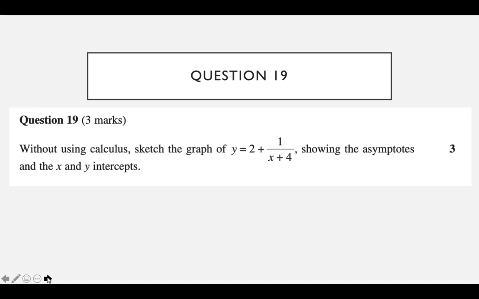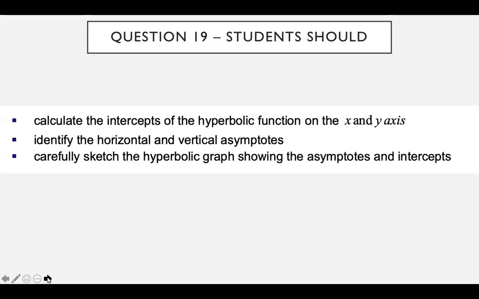And I loved this question. It encouraged the students to demonstrate an understanding of graphing, in particular, a hyperbola, in order to graph y equals 2 plus 1 over x plus 4. And students were specifically told to show asymptotes as well as the x and y intercepts. And so in this question, students should have calculated the intercepts of the hyperbolic function on the x and y axis. They were required to identify horizontal and vertical asymptotes.